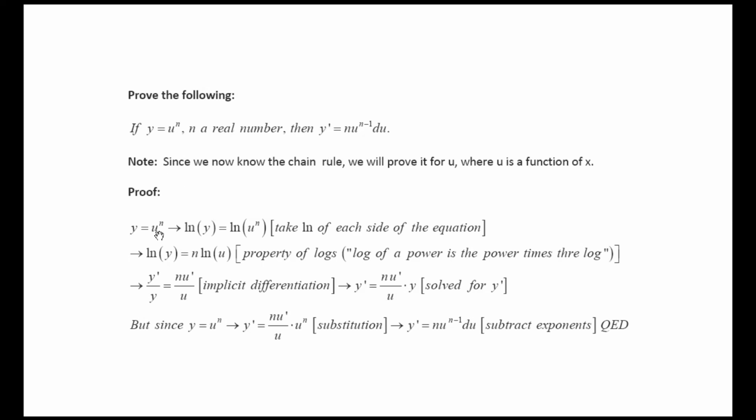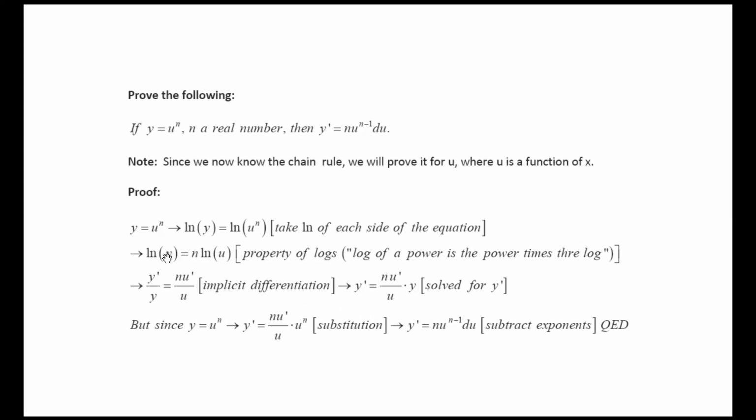Guess what I'm going to do? I'm going to take the natural log of each side. Natural log of y, natural log of u to the n. Guess what I'm going to do next? I'm going to leave this alone, and I'm going to use the fact that the natural log of u to the n is n, put that exponent in front, ln of u. That's your property of logs, the power times the log rule.